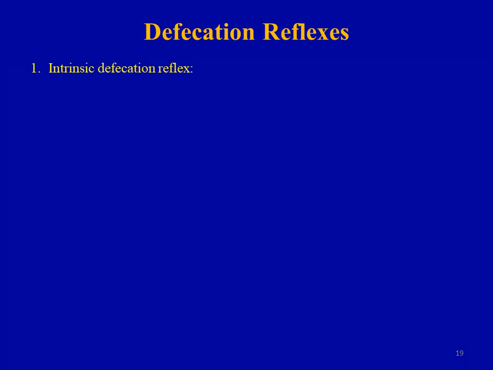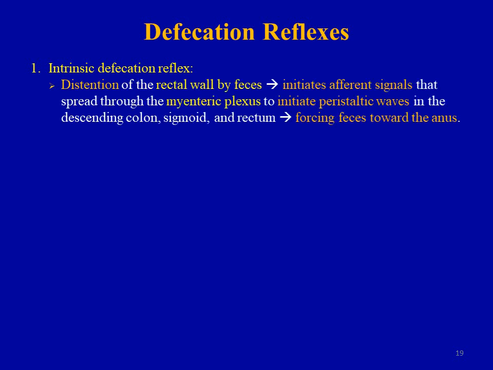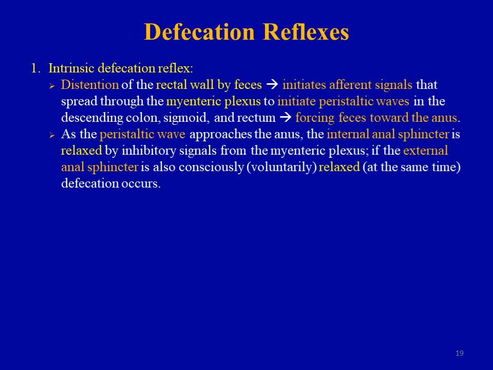So, defecation reflexes. First, the intrinsic defecation reflex, the local defecation reflex, which is a weak reflex. Distension of the rectal wall by feces will initiate afferent signals that spread through the myenteric plexus to initiate peristaltic waves in the descending colon, sigmoid colon, and rectum. So the signals are carried through the myenteric plexus to more proximal parts of the large intestine. These segments will contract, and this will force fecal material towards the anus.